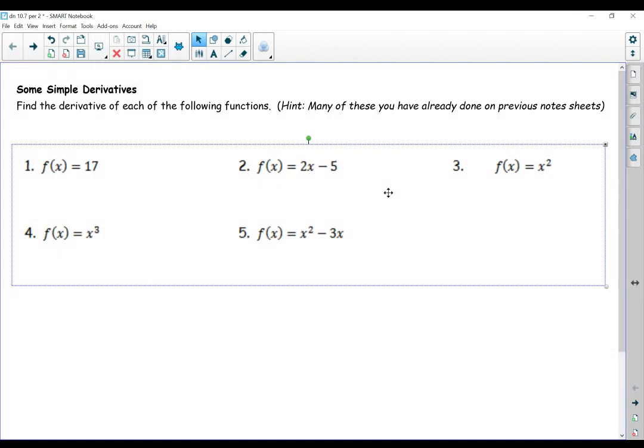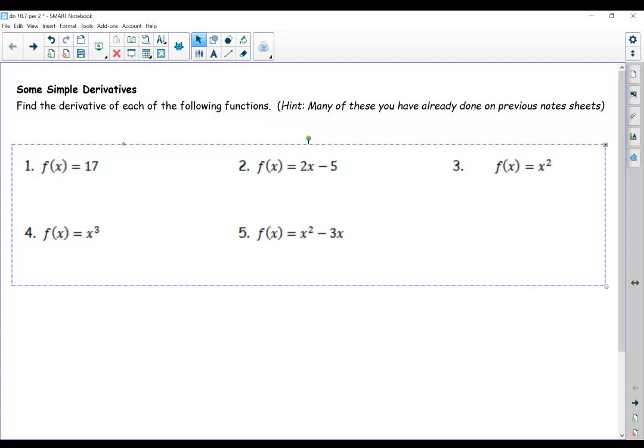So I want you to pause me right here and then try to find the derivative, f prime of x, the derivative function for each of the following f of x's. Many of these we've done in our previous notes, but pause me and take about a minute or so to go through and think, what would the derivative be here for each of these functions if we used the limit definition? Okay, so now that you've had a chance to think about it, let's go through a couple of them.